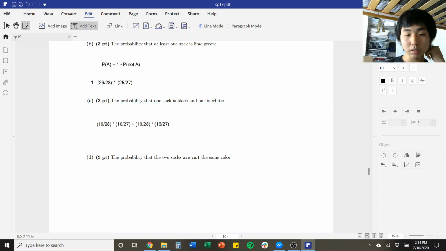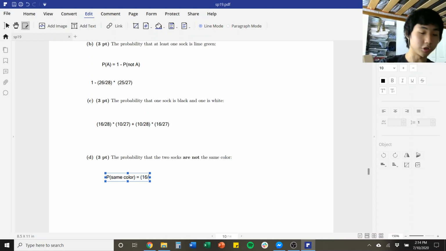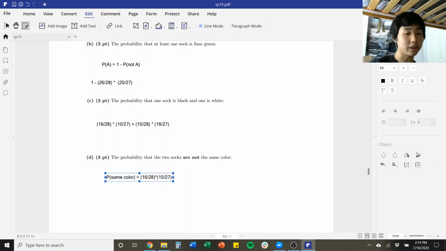So let's first calculate the probability of same color. So there's 3 ways to do this. There's black and then black, white then white, and green then green. So first we can do black then black. So 16 over 28 times 15 over 27. We actually got this in part A.